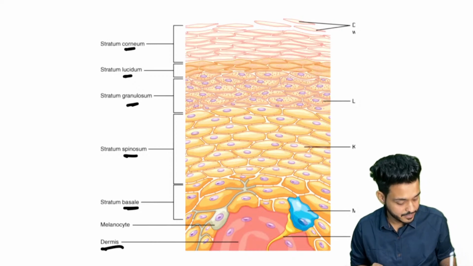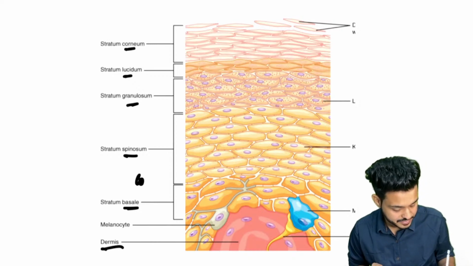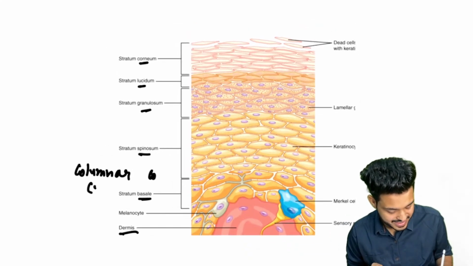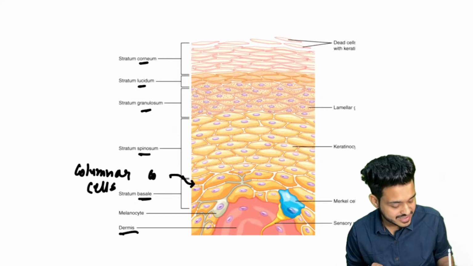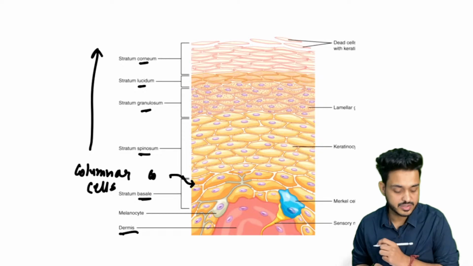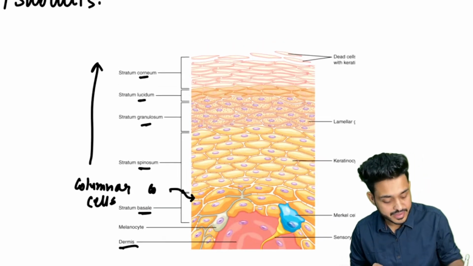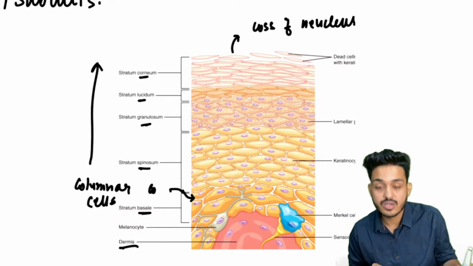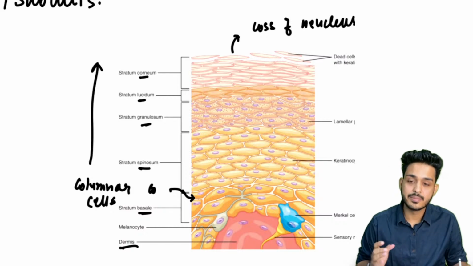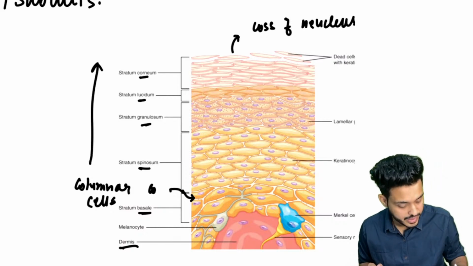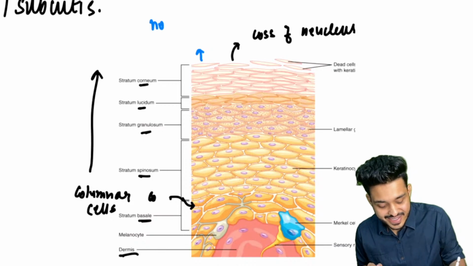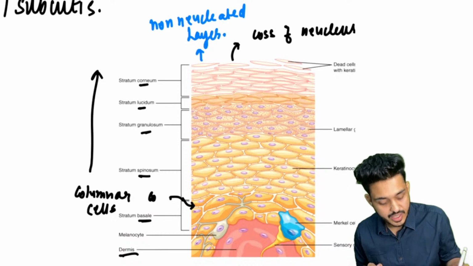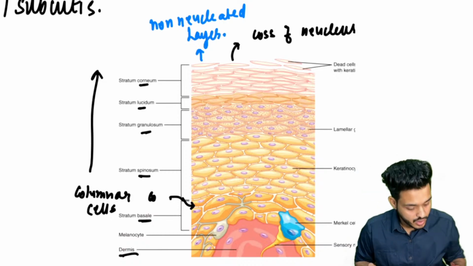One thing you will see here, these are your columnar cells. Look here guys, these are your columnar cells, okay. But as the cell grows upwards, जैसे जैसे ऊपर जाएगा, what will happen, there will be loss of nucleus. Can you see this? There will be loss of nucleus, okay. So nucleus will be lost here, and this is a non-nucleated layer. So there will be no nucleus in the stratum corneum, okay.